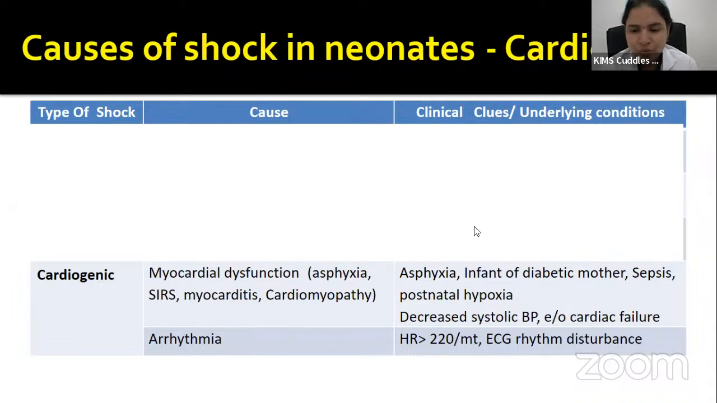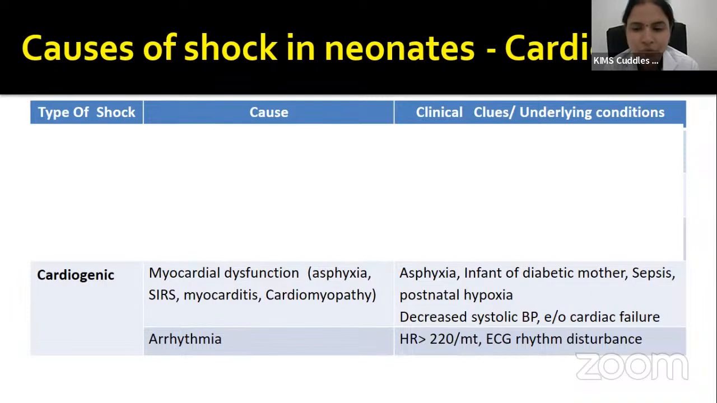The important clue that we get clinically is the systolic blood pressure being particularly low. Like we saw in this baby, systolic blood pressure usually corresponds to myocardial function, and hence systolic BP is particularly low in cardiogenic shock.